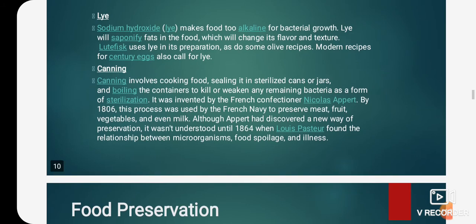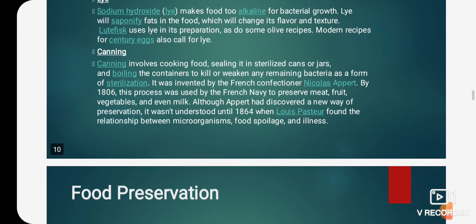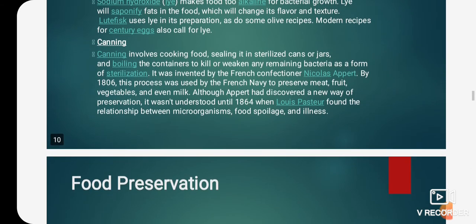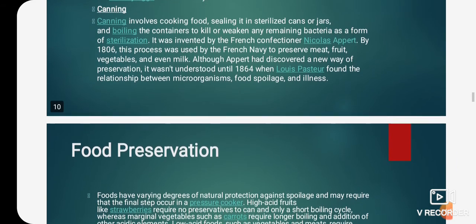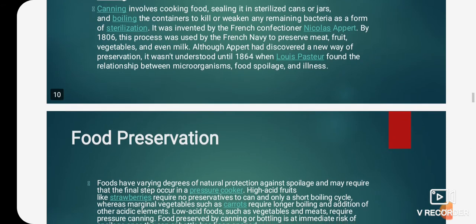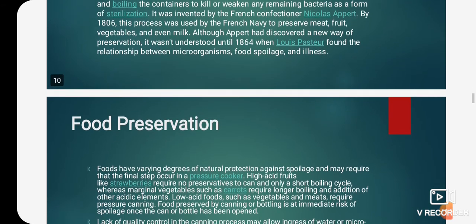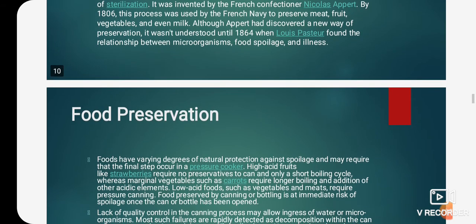Although Appert had discovered a new way of preservation, it wasn't understood until 1864 when Louis Pasteur found the relationship between microorganisms, food spoilage, and illness. So, students, foods have varying degrees of natural protection against spoilage and may require that the final step occur in a pressure cooker.